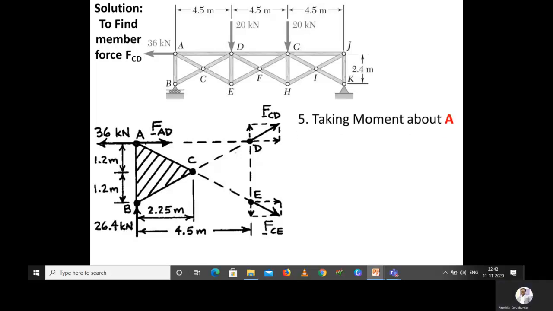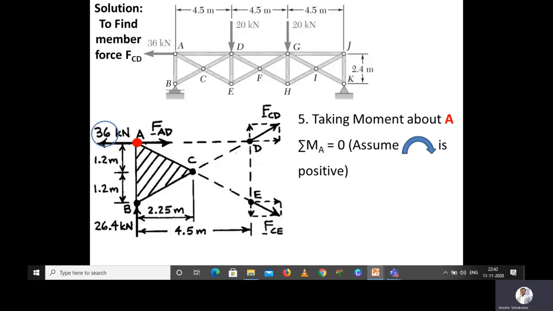If I take moment about A, then obviously FCD will have two components, FCD cos theta and FCD sin theta, because the force acting at point D is inclined. So we have to calculate theta. As we discussed, the summation of moment about point A is equal to 0. Again we assume that the clockwise moment is positive. So I am taking moment about A.